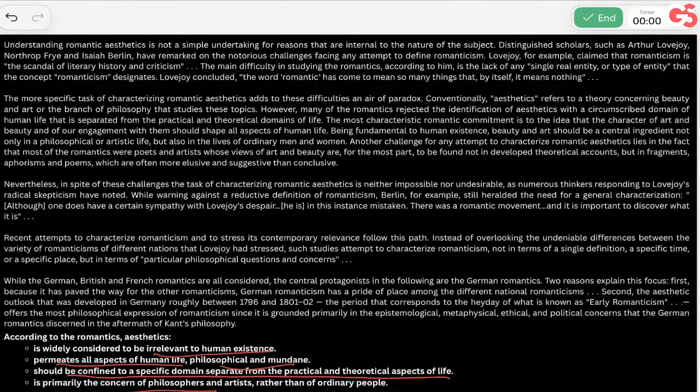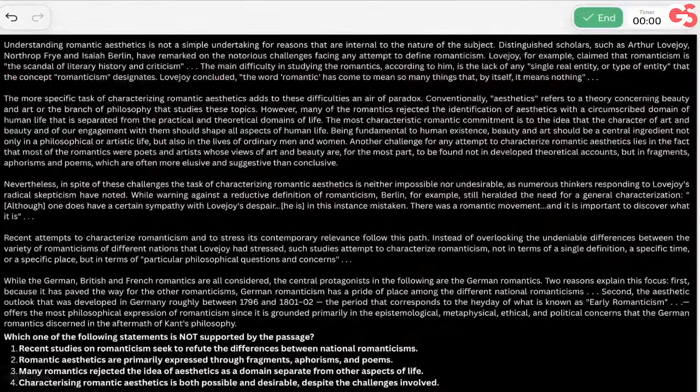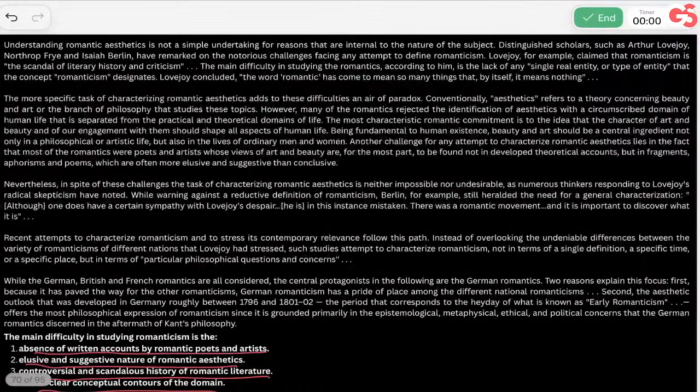तो यहाँ मैं डी को तो पहले मैं एलिमिनेट कर देता हूँ तुरंत, है ना. Let's eliminate D. Okay. Should be confined to a specific domain separate from practical theoretical aspects of life. नहीं, ये अब ऑर्डिनरी पीपल तक जा रहा है, ह्यूमन आर्ट कल्चर सब में है, तो बेसिकली it's not to be confined. Widely considered irrelevant, not really. So B is correct. Simple, right? B is the only answer. Exactly. Got it. चलो, कुछ और भी आंसर कर सकते हैं क्या हम इसमें? नहीं. नॉट सपोर्टेड बाय पैसेज. नहीं.